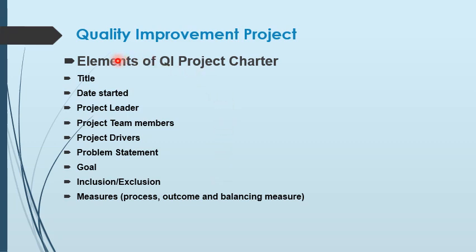So there are a few elements of a quality improvement project charter. They should have a title, the date started. Project leader is the one who leads the project. Some projects should have a project sponsor who will allocate resources. Then project team members, there will be 5 to 6 project team members.